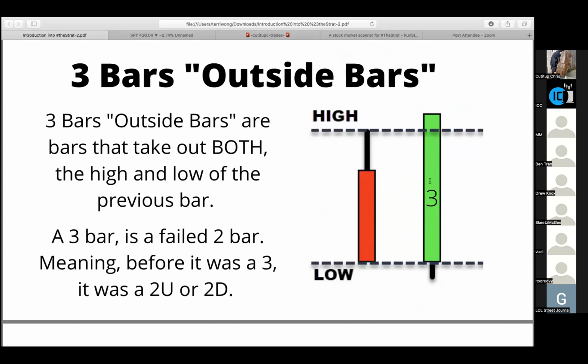There's a way we can analyze and see if a failed 2 is going to turn into a 3. It's a thing called the 50% rule. So if this bar is a failed 2 down and it retraces up to like 50% of the previous bar, the odds of it now going to take out the high is very likely. And you'll probably see more buyers start stepping in, depending on what kind of time frame you're looking at. But there is a way to see how 2s become 3s in real time.